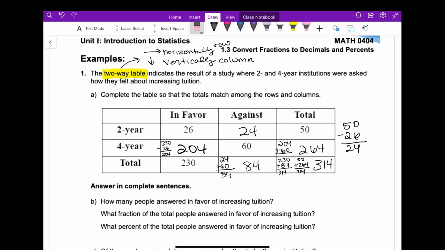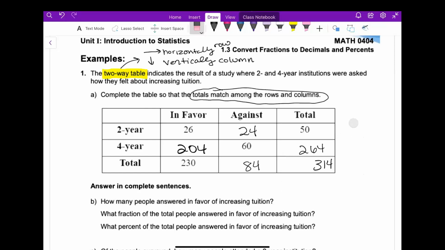This part here is, once again, a two-way table, and we take care to make sure that our totals match among the rows and the columns. That's what we just did, and it got a little bit messy, but that's how it works. Before I move on to answer the questions, one of the things that I want to look at is understanding the table. We did fill in our values, but remember, just as with graphs, it's always so important to understand what's happening in your table before you try to answer something.